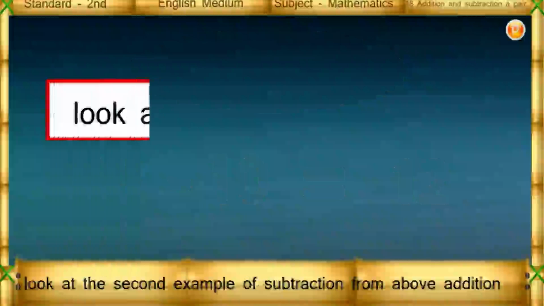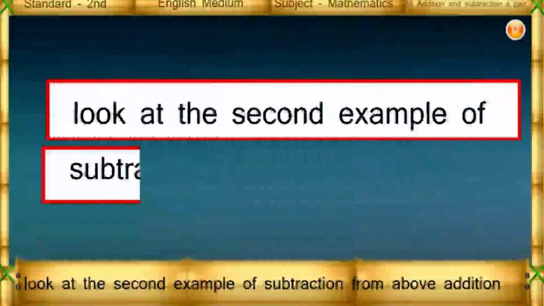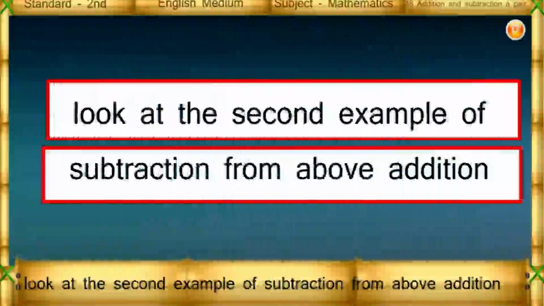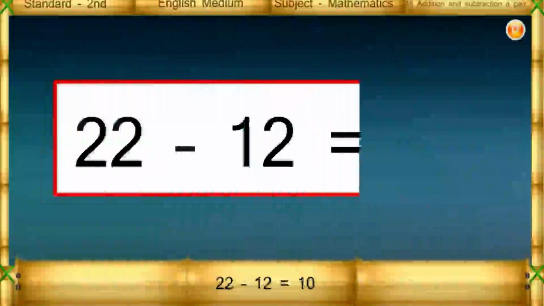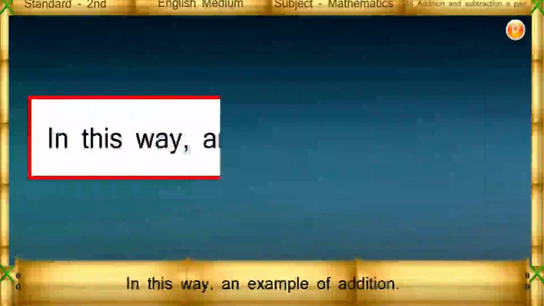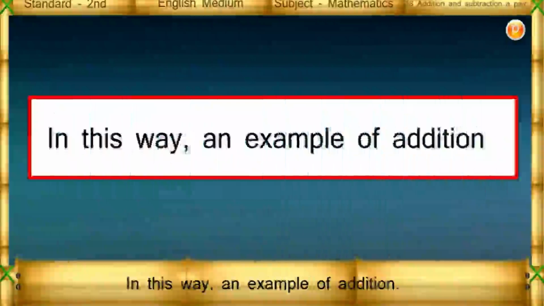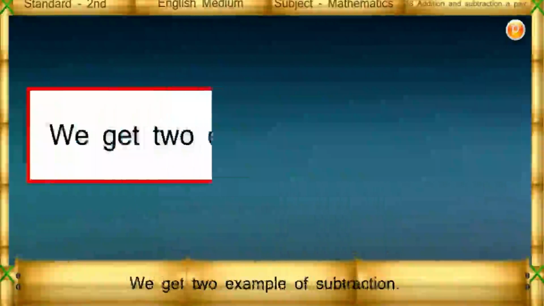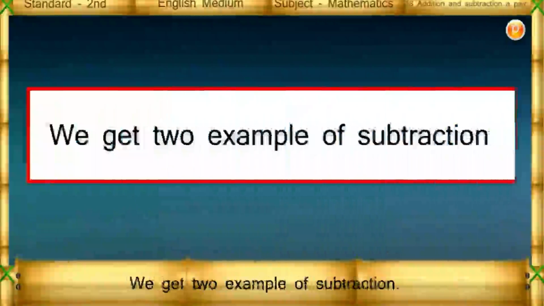Now look at the second example of subtraction from the above addition. 22 minus 12 equals 10. In this way, from one example of addition, we get 2 examples of subtraction. Now let's see another example of addition.